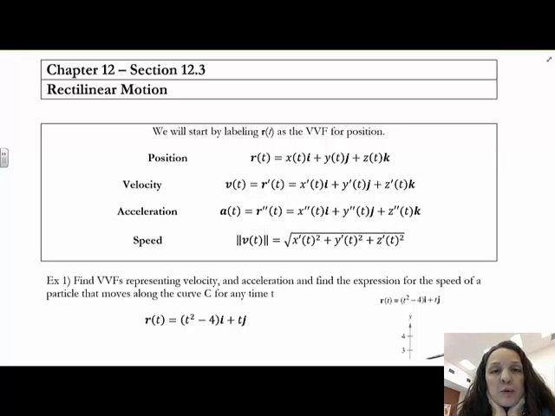So now we're finally moving into some applications of Calculus 3 and some of the multivariable calculus things we do. And this is one of the really fun ones. We're going to start with semi-boring stuff, and then the next lesson is about super fun stuff. This is all about rectilinear motion and projectile motion using vector-valued functions.